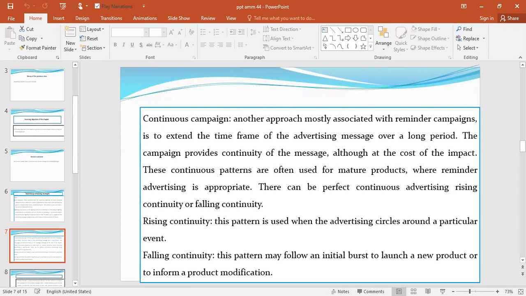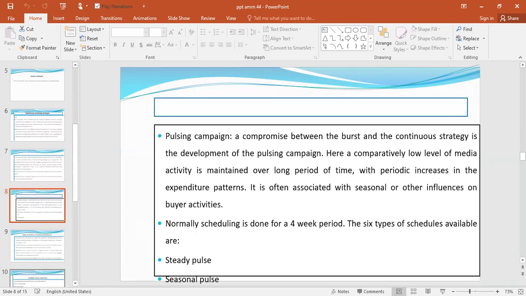Rising continuity. This pattern is used when the advertising circles around a particular event. Falling continuity. This pattern may follow an initial burst to launch a new product or to inform a product modification.